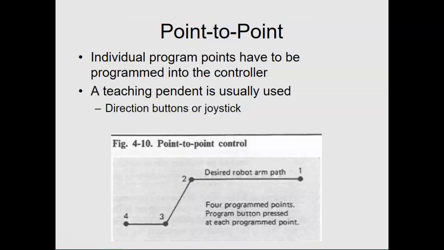So if that was continuous path, this is point to point. And that's that you have individual program points in the controller. Use a teach pendant to create the directions of everything. Okay? You literally give it point 1, point 2, point 3, point 4, and this is how you need to go through these points. You're able to set the exact path in the exact way the robot's going to move.